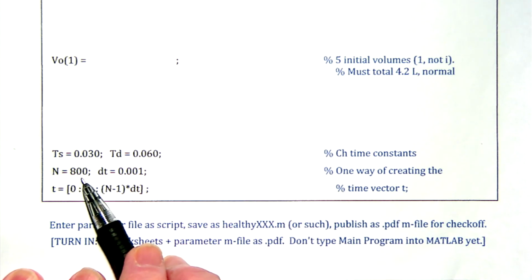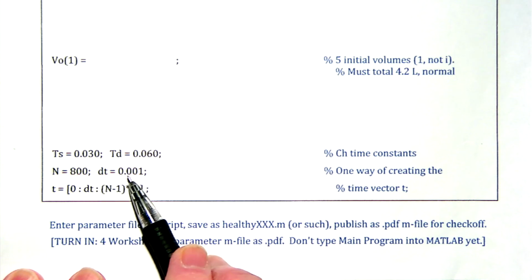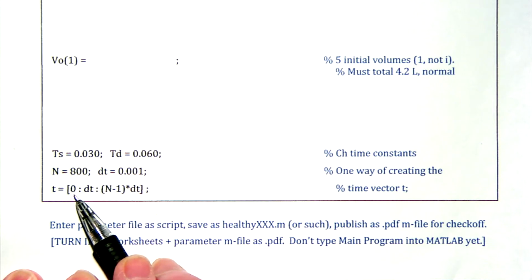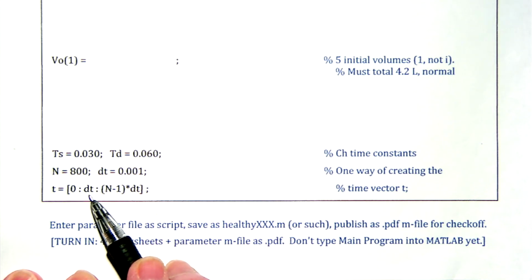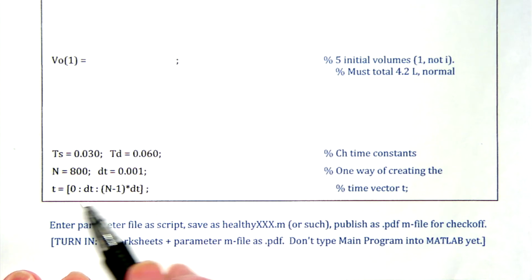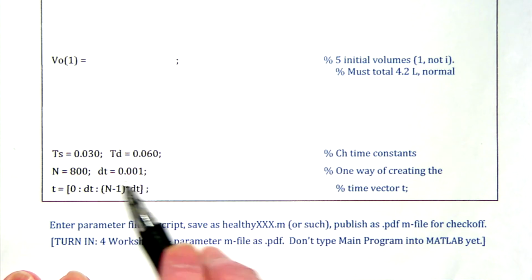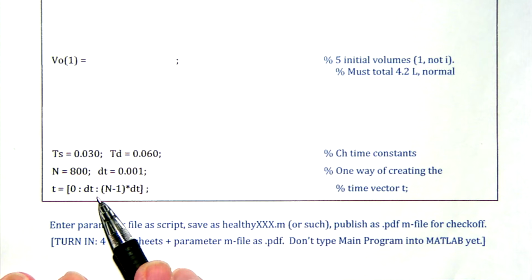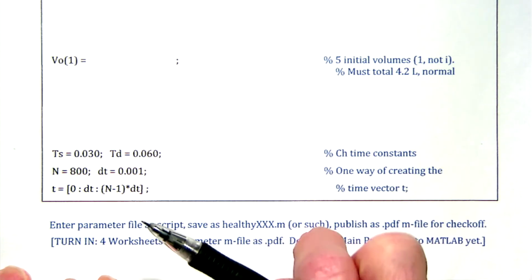And I've used 800 time steps, each one a millisecond long, to be 800 milliseconds long. The time vector will start at 0, increment by a millisecond, and then end at 799 milliseconds. Now, why does it end at 799? Because if you start at 0, when you add that together, that makes a total of 800 time steps. I've used the colon operator to generate that here. If you'd like to use linspace, it'll accomplish the same thing. I'll leave that up to you.